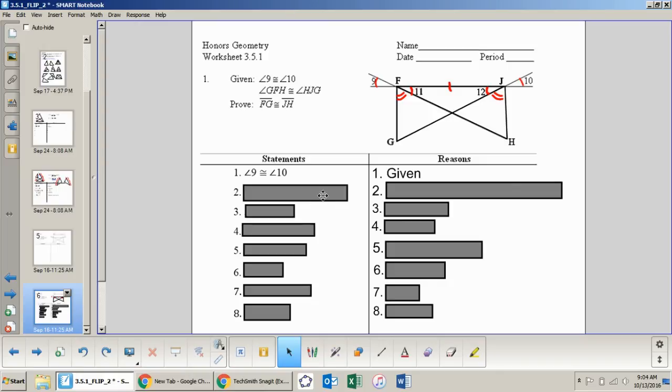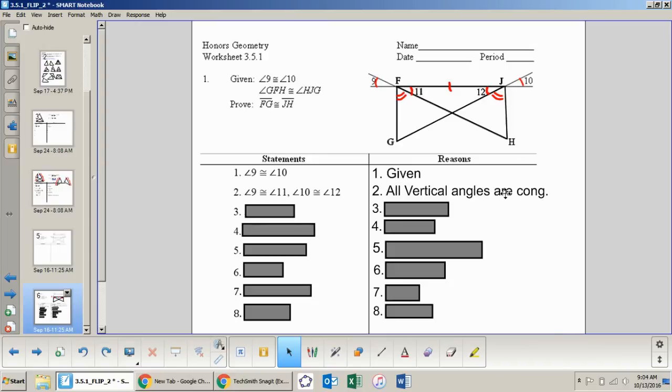So if 9 and 10 are congruent, given, we know that 9 and 11 are congruent to each other. And also 10 and 12 congruent to each other, combining these two steps. All vertical angles are always congruent. So if 9 and 10 are congruent, would 11 and 12 be congruent to each other? The reason to remember, transitive property.